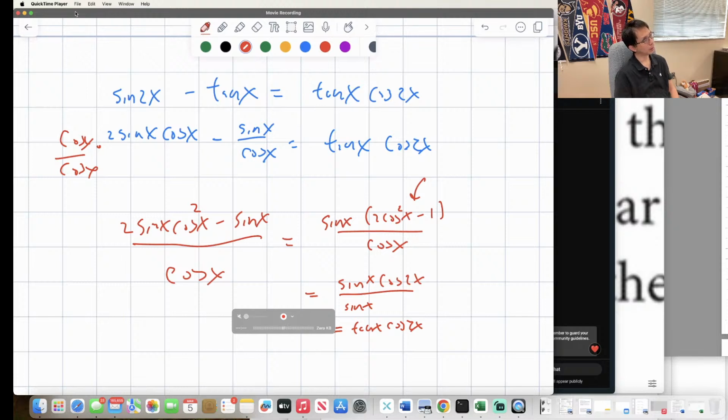Wait, yeah. Yeah, this should be cosine. I'm sorry. You're right. So sine x over cosine of x is tan of x. And then, sorry, I don't understand. Oh, okay. Sorry, you split the cosine. I understand.